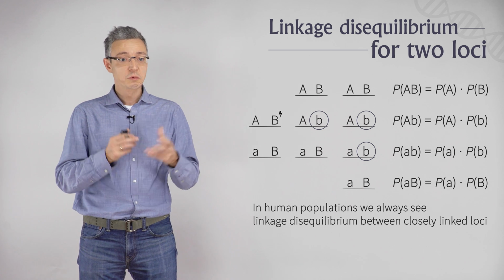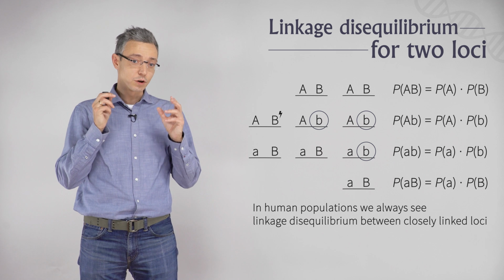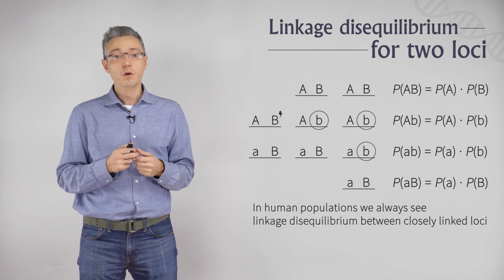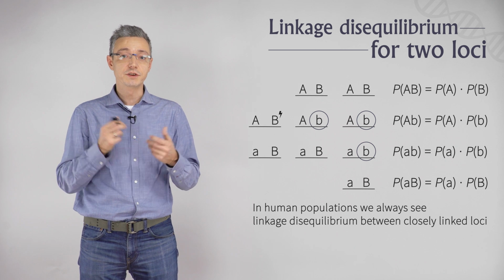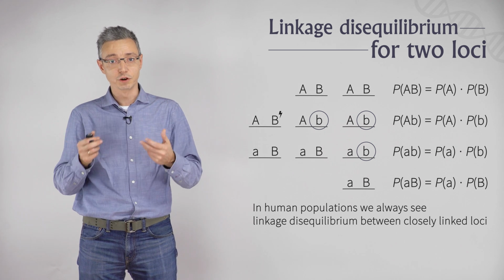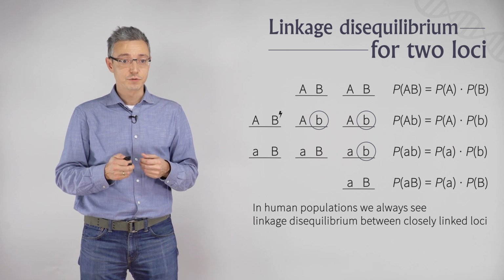if you go to some database, for example HapMap, and pick two loci, two SNPs, which are relatively close by, most likely you will see a deviation from linkage equilibrium. So this is the phenomenon which we call linkage disequilibrium.